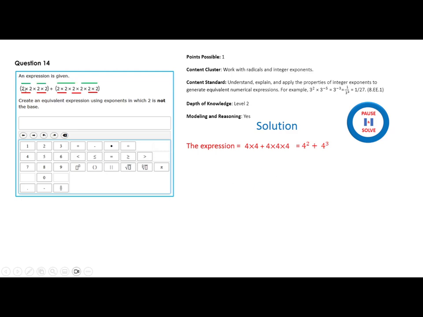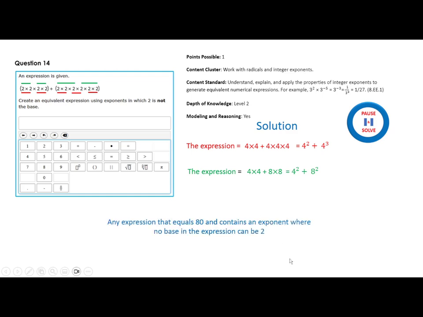Or you can keep those the same, but here group 2 times 2 times 2 gives you 8. So you can have 4 times 4 plus 8 times 8. So 4 squared plus 8 squared. Any expression that equals 80, the value of this expression is 80 if you calculate that, and contains an exponent where no base in the expression can be 2.